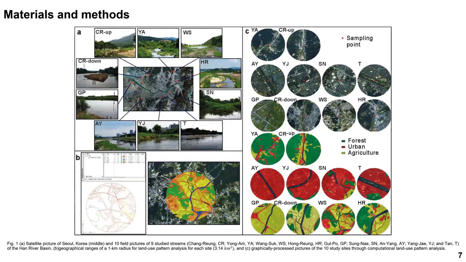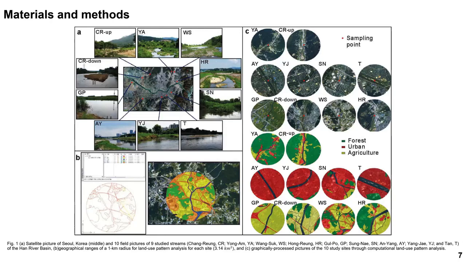In the materials and methods section, we will discuss the methodology of the current state of the art. In this section, the focus is site selection and sampling, and the methods used to analyze and measure the denitrification rate. As you can see from figure 1A, which shows the aerial view of Han River Basin and the selected 10 fields, pictures of the following 9 studied streams, specifically CR, YA, WS, HR, GP, SN, AY, YJ, and T.